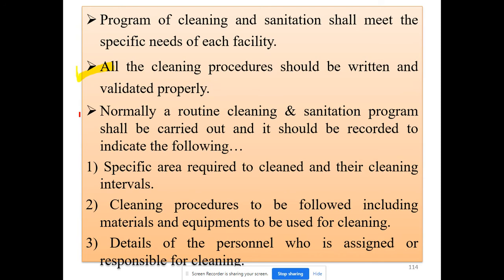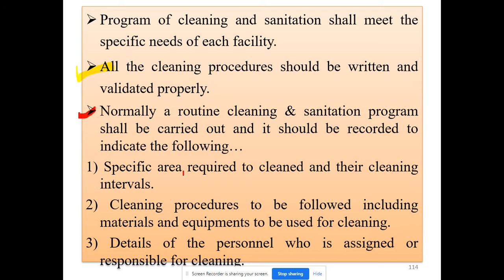Understand? Next point. Normally, a routine cleaning and sanitation program shall be carried out, and it should be recorded to indicate the following. Normally, a routine cleaning program and routine sanitation program should be carried out on a daily basis, and this cleaning program and sanitation program should get recorded in order to indicate the following.